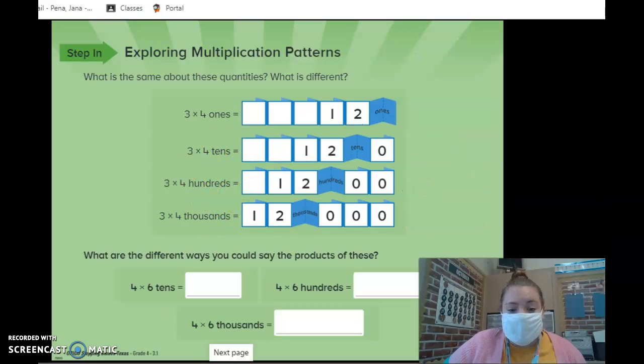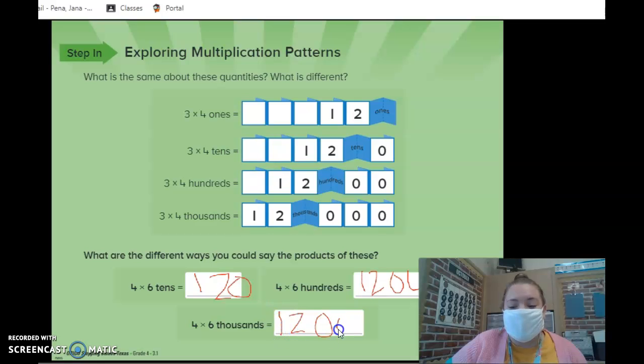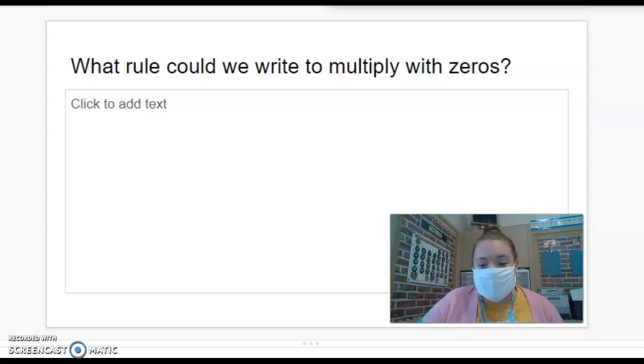So let's see if we can say these in a different way. So 4 times 6 tens would be 120. 4 times 6 hundreds, 1,200. And 4 times 6 thousands would be 12,000. Okay, so that brings us to a rule. So we can come up with a rule for when we multiply with zeros. So I want you to think to yourself, what rule can we use when we multiply with zeros?